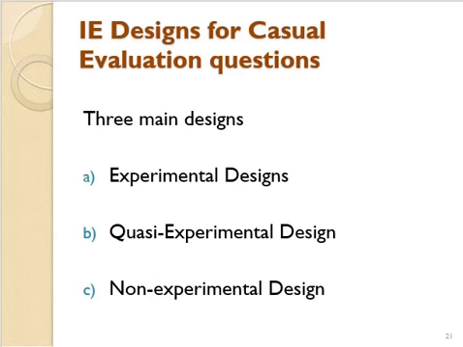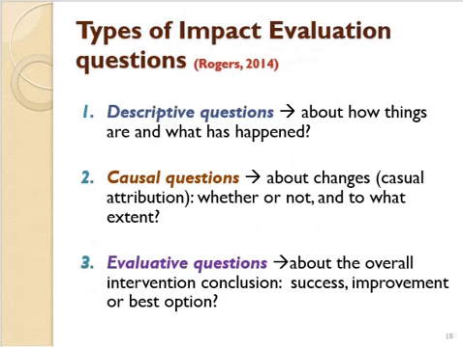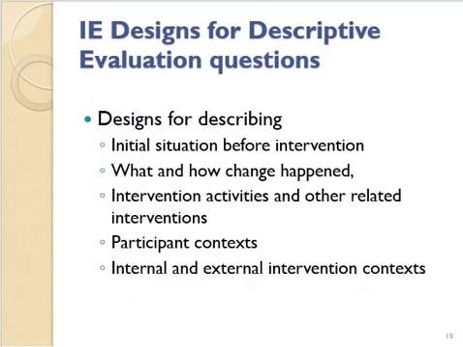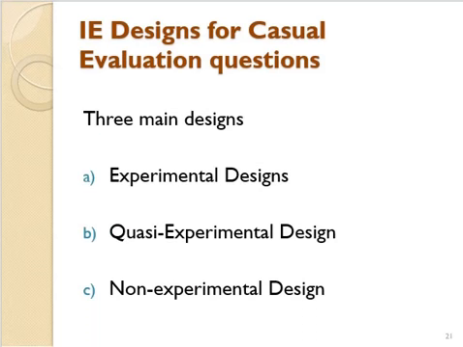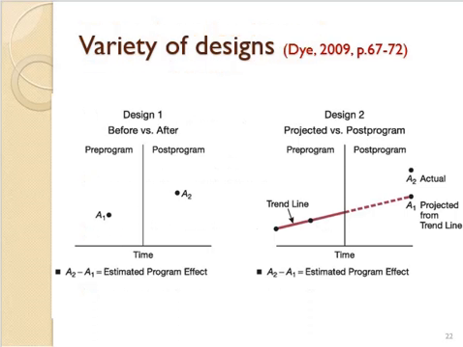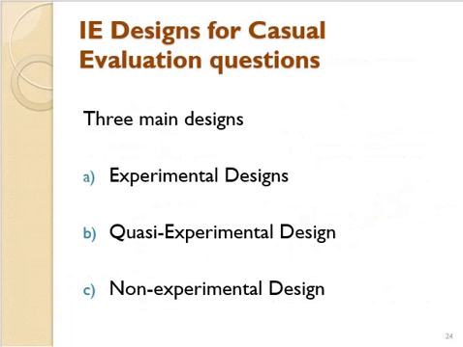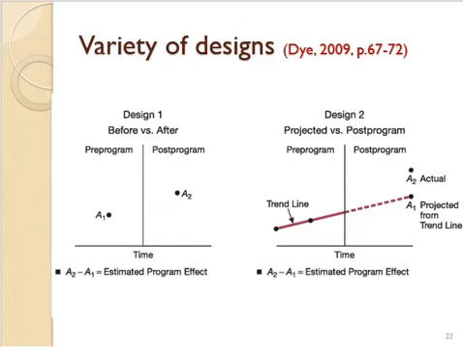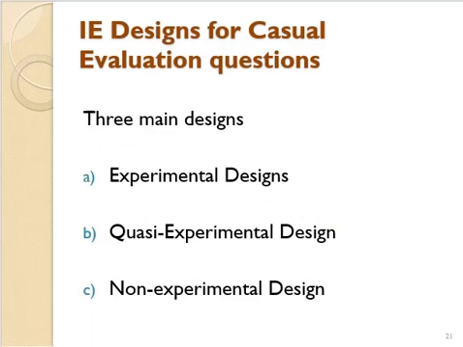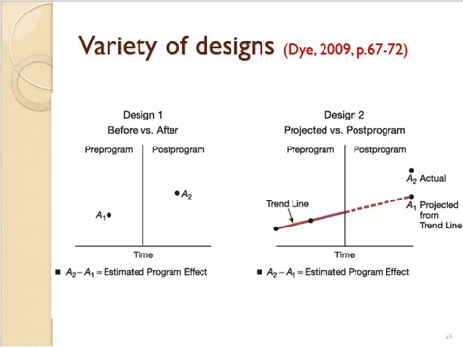Then we have designs for causal questions. Causal questions are questions that ask about causal attribution, to test whether the realized outcomes are from the actual intervention that we have implemented. Okay, so we have three main designs. Sorry about that, I think there is a repetition. So we have a variety of designs.